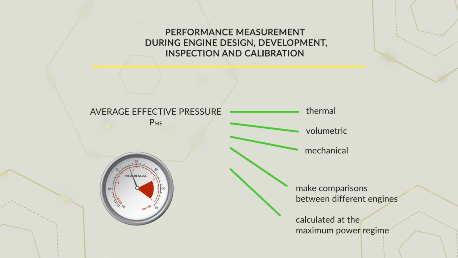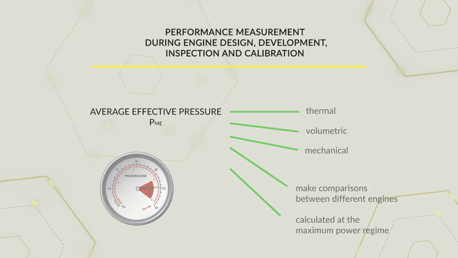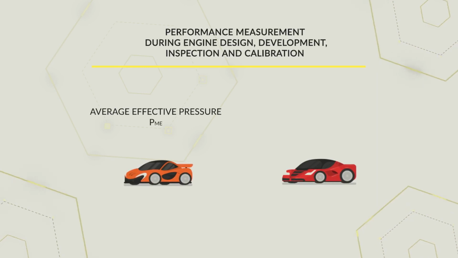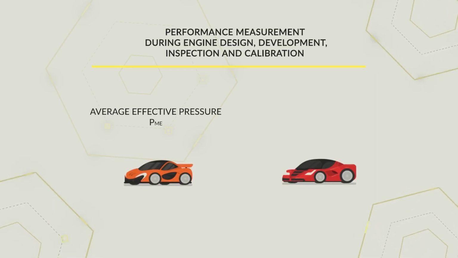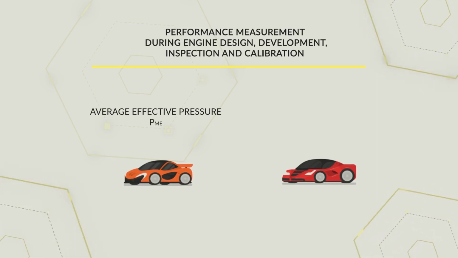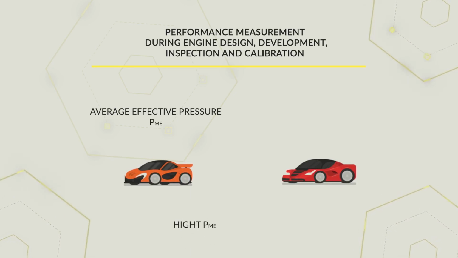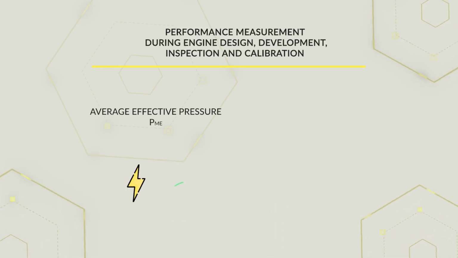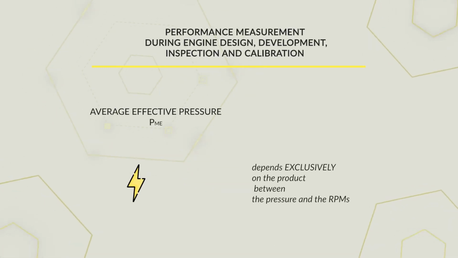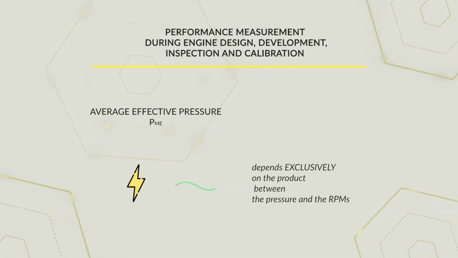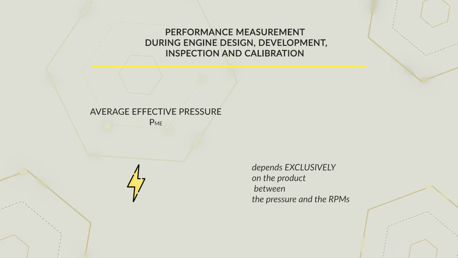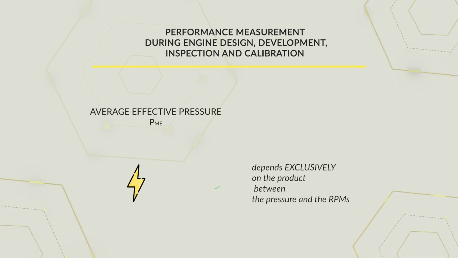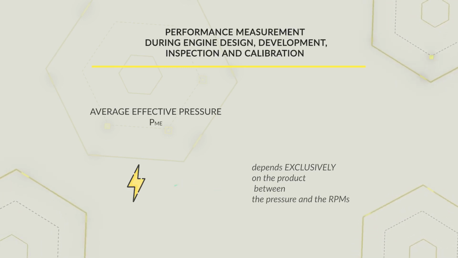When we talk about the average effective pressure, we always refer to the pressure calculated at the maximum power regime. It is evident that between two motors of equal displacement, operating at the same rotation speed, the one with a higher average effective pressure provides a higher power. The power delivered by the engine depends exclusively on the product between the pressure and the RPMs, and that's why the average effective pressure is of fundamental importance for the purposes of performance.